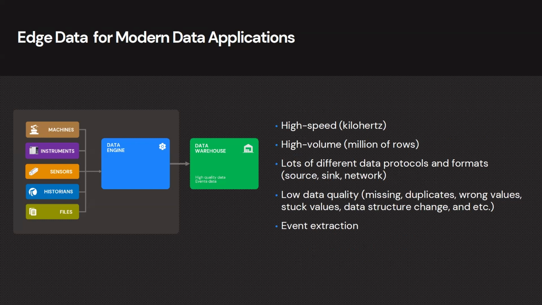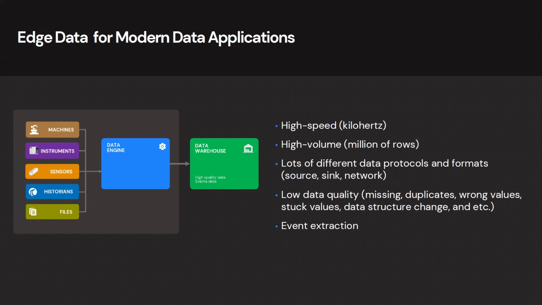And typically, edge data has so many different types of protocols and formats. Quality has issues, and therefore you need a lot of processing to prepare the data. This is more processing as compared to, say, the enterprise structured type of data. Therefore, that data engine implementation is pretty important in edge data pipelines.